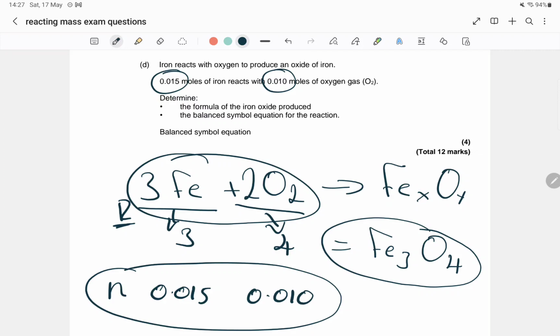So if they ever give you moles and ask you to balance an equation, the key thing you need to know is the ratio between moles, the molar ratio.